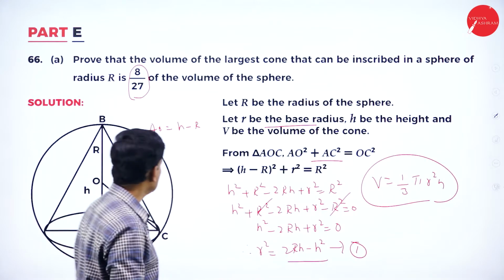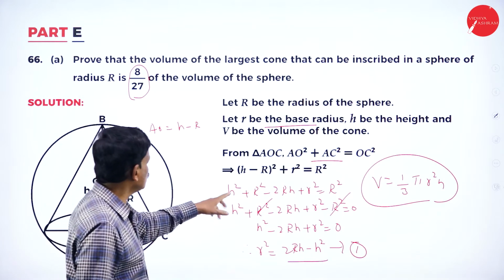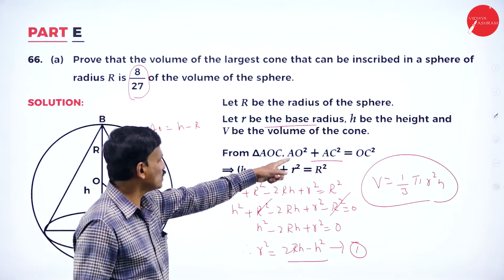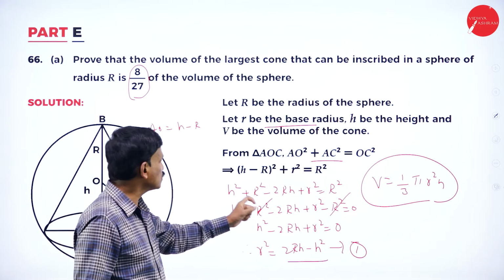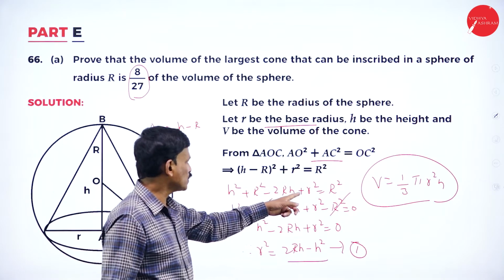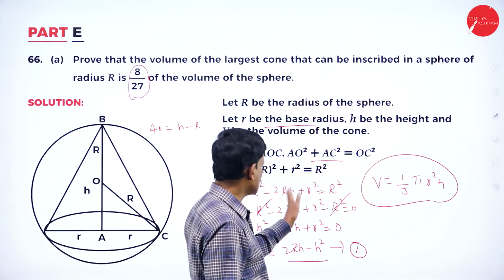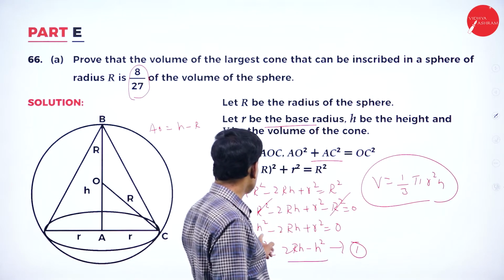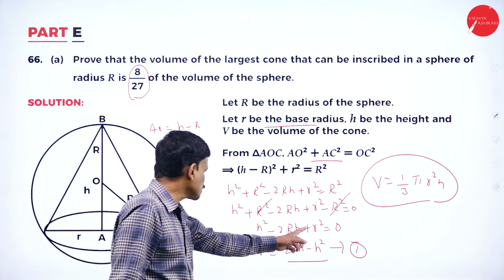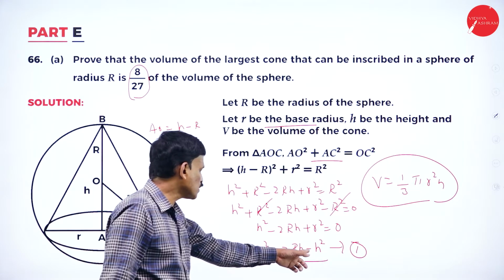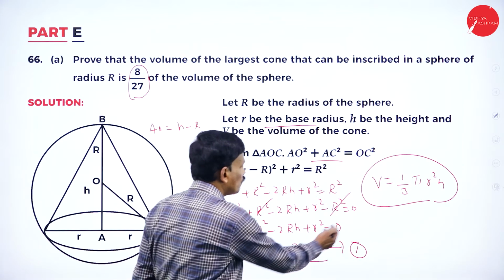Okay. See here, from this equation, if you apply (a minus b) whole square, AO square plus AC square is equal to OC square. (h minus r) square plus r square is equal to capital R square. a square plus b square minus 2ab, plus r square is equal to capital R square. Transfer minus r square and plus r square gets cancelled. So, h square minus 2rh plus r square is equal to 0, or r square is equal to 2rh minus h square. Substitute this value of r in the volume.